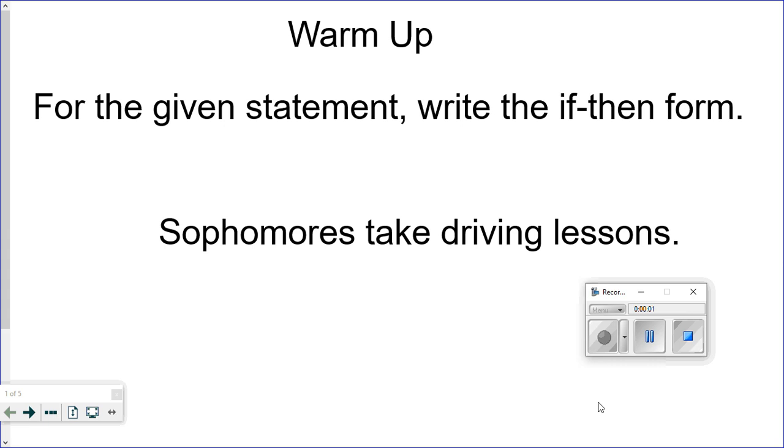All right, so we look at this warm up here. This is what we did Thursday. Let's just put it in if-then form. That's a conditional statement. It's if-then. So what do we think if we wrote that in if-then form?